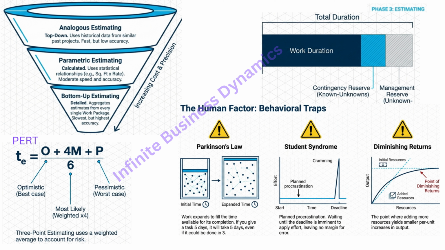So how do we fix that? The sources list a few techniques. We have analogous estimating. That's looking at history. The last website we built took 3 months, so this one will take 3 months. It's fast, but it's really rough. It assumes this project is exactly like the last one, which it almost never is. Then there's parametric estimating. This feels a bit more scientific. It is. It's statistical. It takes 1 hour to lay 10 bricks. We have 1,000 bricks, therefore 100 hours. It's scalable and accurate if your work is repetitive.